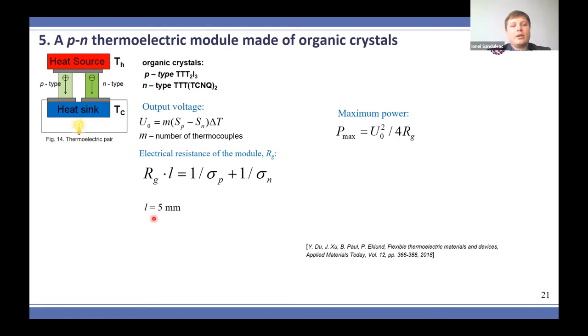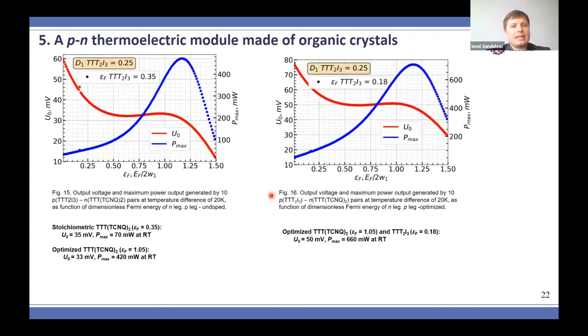Of course, for our numerical calculations we considered a leg length of 5 millimeters, and the SP and SN are calculated numerically. In the following, you can see the results of our calculations. They are done for 10 PN pairs at a temperature difference of 20 Kelvin. In this case, we can observe that in stoichiometric crystals of N-type, without changing the carrier concentration, such a device can provide up to 35 millivolts of delivered voltage with a maximum power of 70 milliwatts at room temperature, or near room temperature.